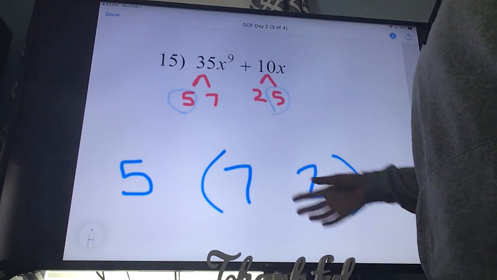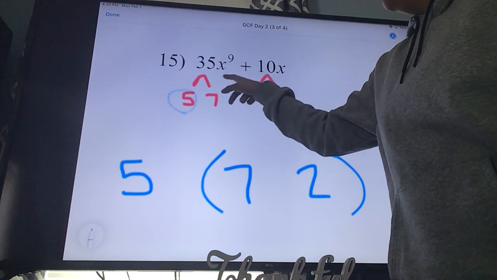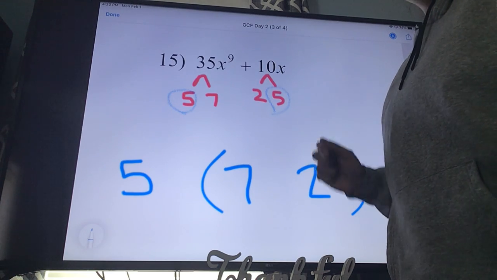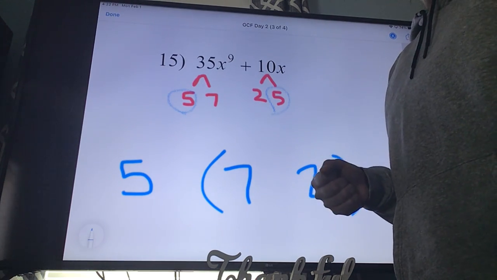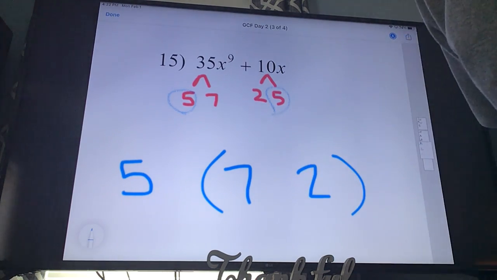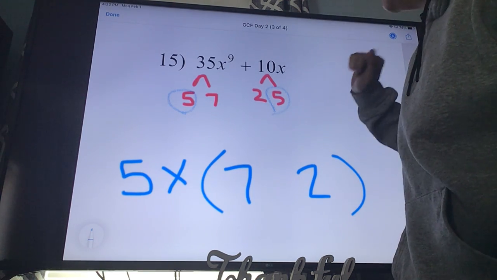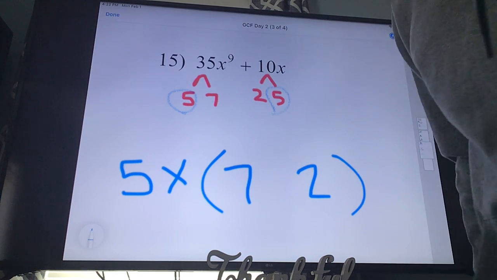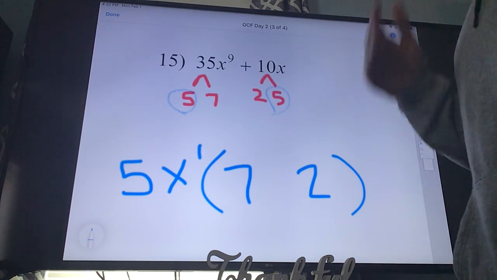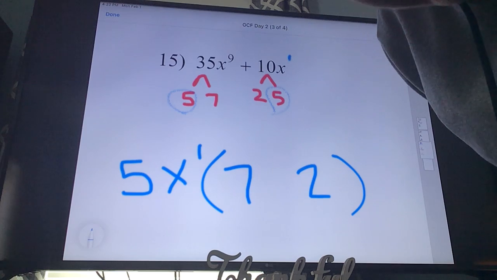Okay, and then we've got to look at the x's. Well, this one, he's got $9, and he's got $1. So what is the smallest amount of dollars I could pull from both? And the answer is just going to be $1. So you're going to have x, and you can put x to the 1. There's an imaginary 1 right here, or you can just put x. For some of you guys, I think it might be easier to put the x to the 1, and you could even put it up here.